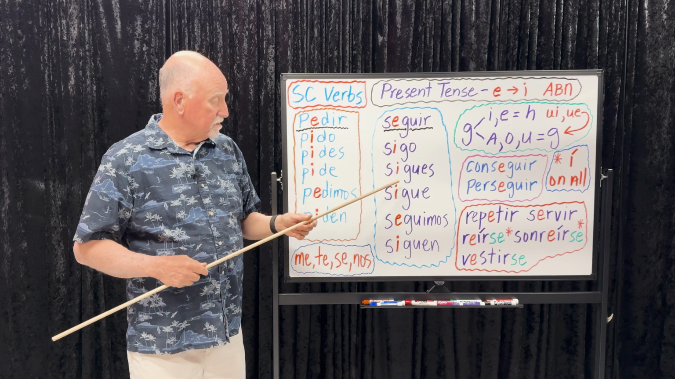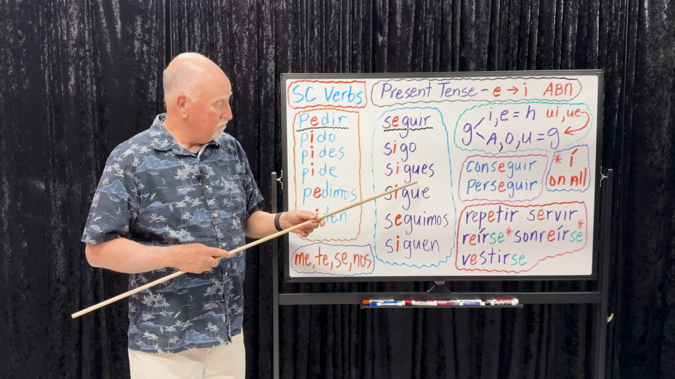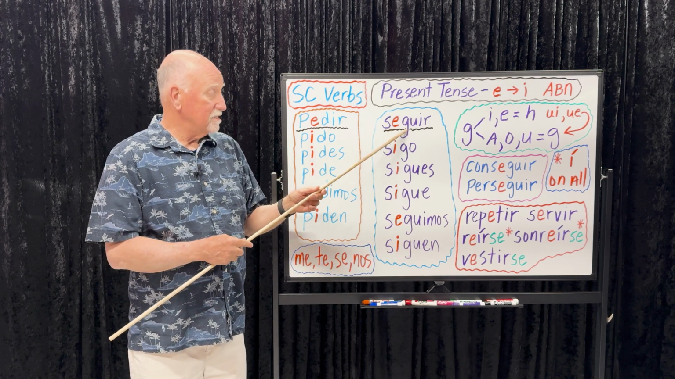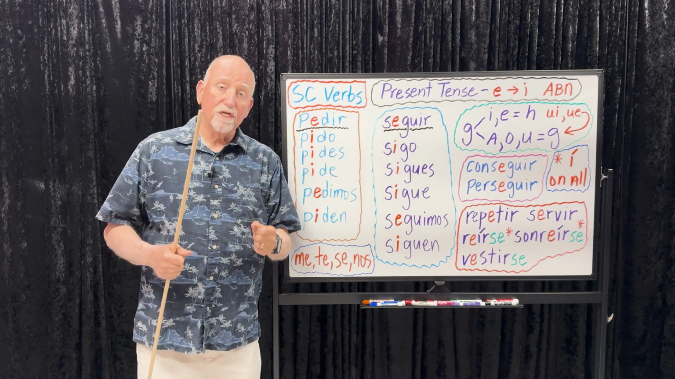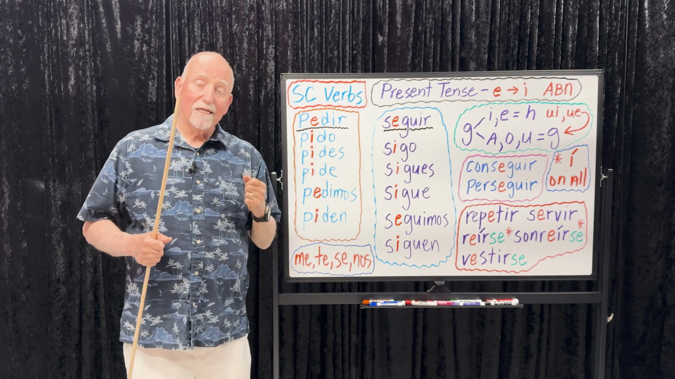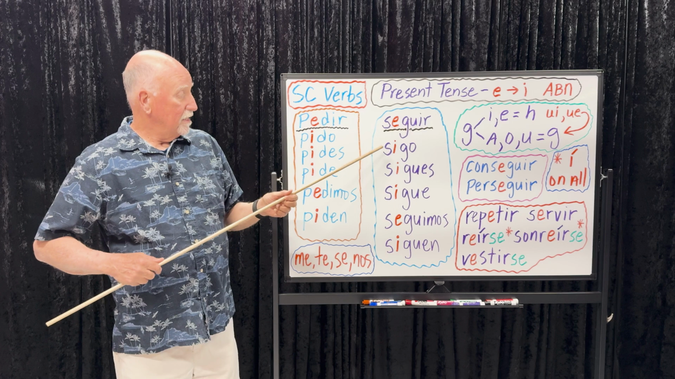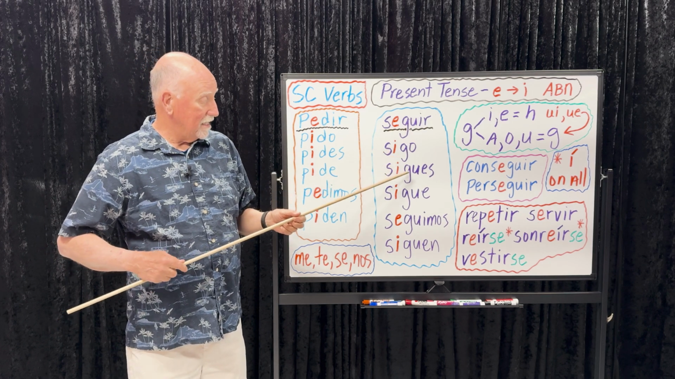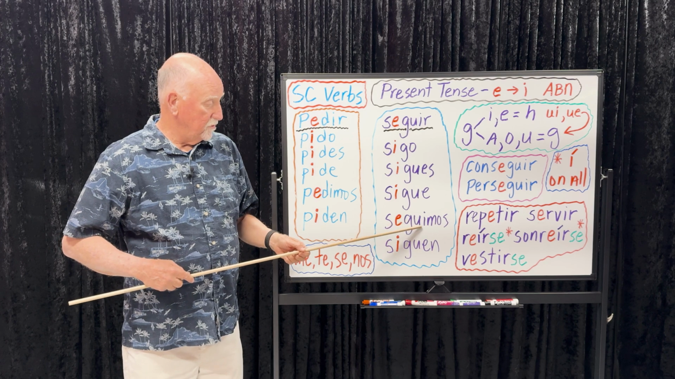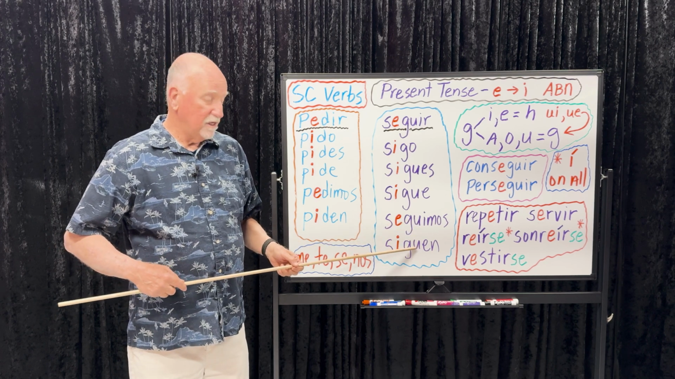But look what happens. The rest of the way, we have to put a U in. Why? Because the verb is a hard G. Hard G. Seguir. Not like the H sound. So, sigo, no U, but sigues has the U. Sigue has the U. Seguimos has the U. And siguen has the U.